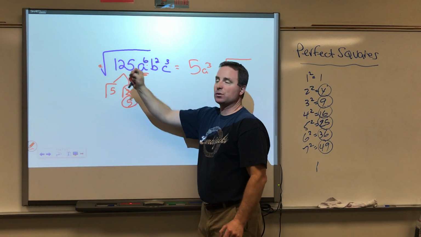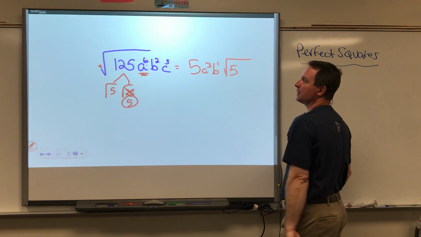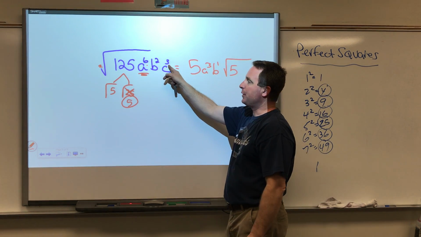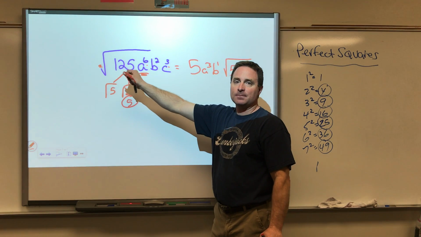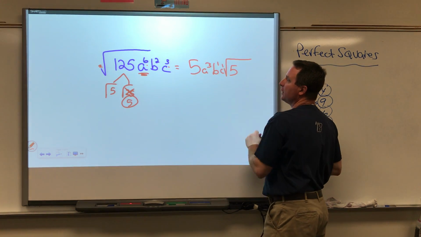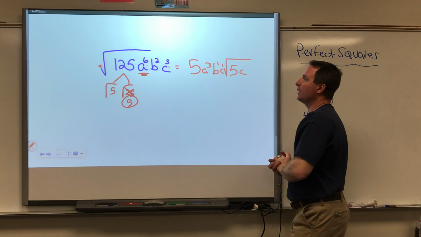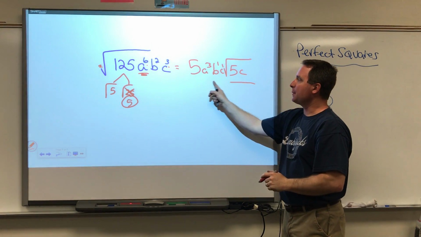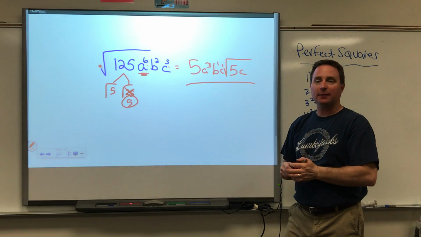2 divided by 2 is 1. It goes in there evenly. It's b to the first. But 3 doesn't divide by 2 evenly. Okay? 2 goes into 3 one time, so I have a c to the first with 1 left over. Okay? And there would be my answer right there.